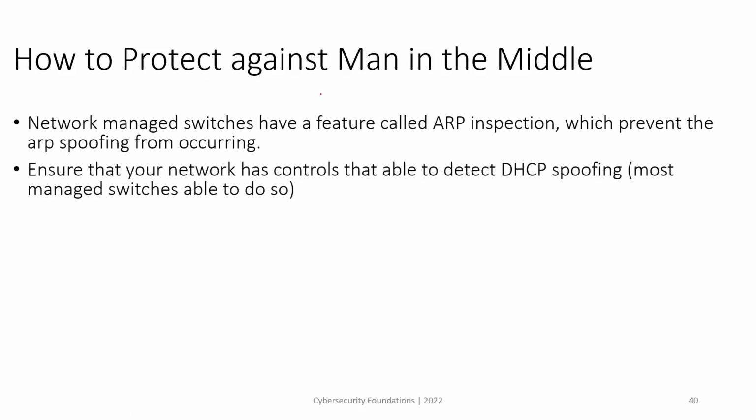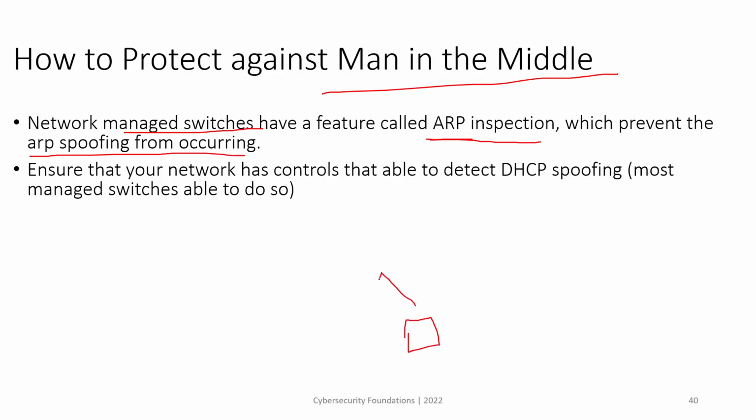So how do we protect against the man-in-the-middle attack using managed switches? Switches such as Cisco, such as HP, all of these switches have a capability called ARP inspection. ARP inspection is a kind of control that helps prevent ARP spoofing from occurring. So whenever someone in the network sends a message claiming that in case you need to reach A, come to my device, and in case you need to reach B, come to my device as well.